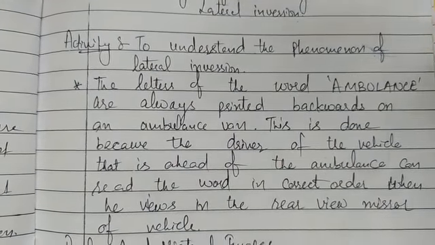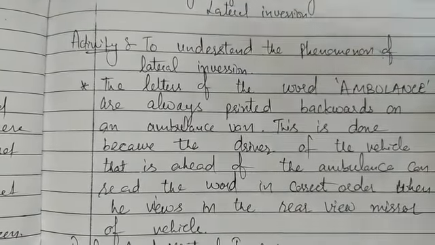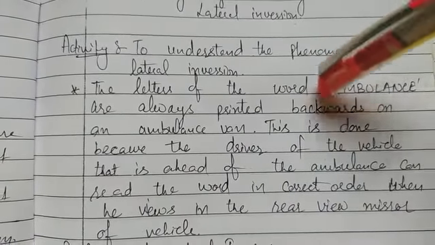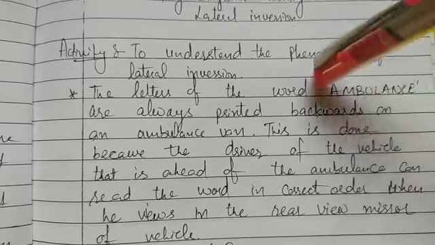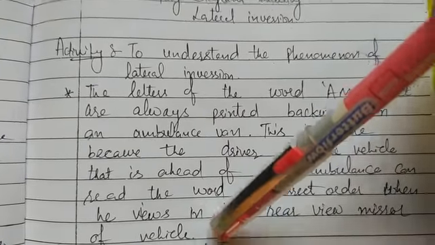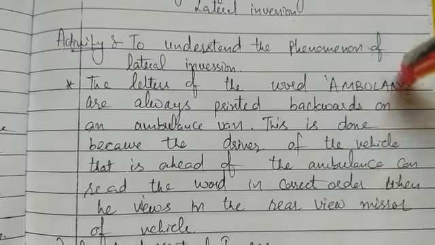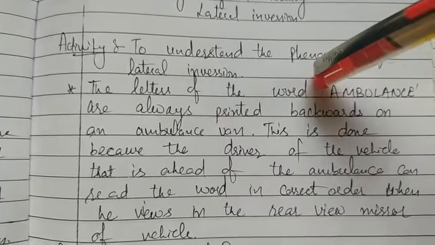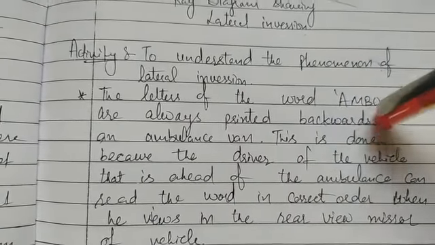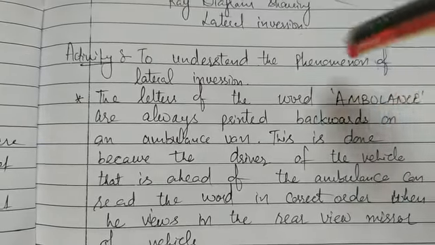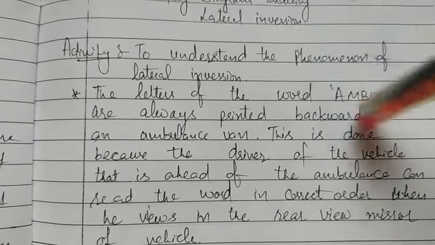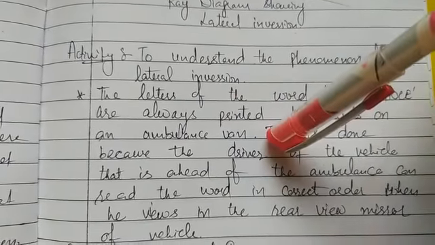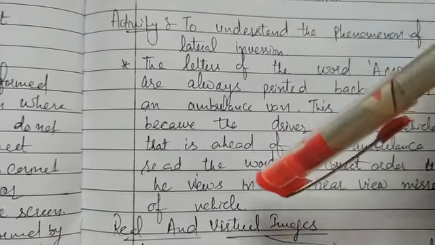Whenever any vehicle is ahead of the ambulance, the driver can give way to the ambulance by seeing the word ambulance in the rear view mirror of his vehicle. If the word is written normally, it will be read backward. But if it is written backwards, then he or she will see the correct order of the word ambulance. So that's why this is written or printed backwards on an ambulance van. This is the reason.